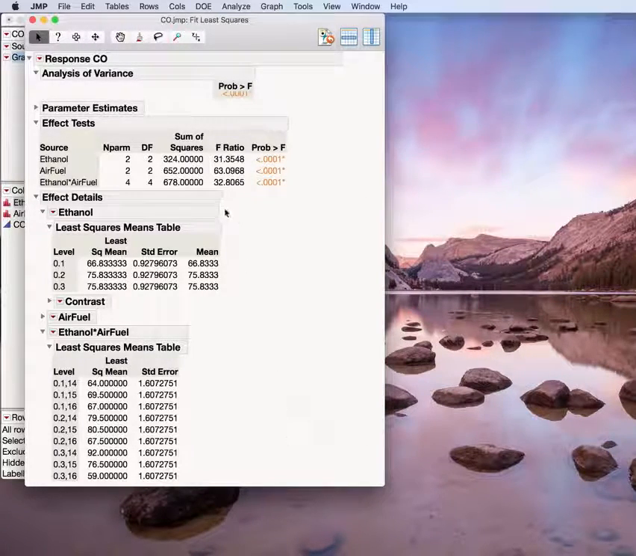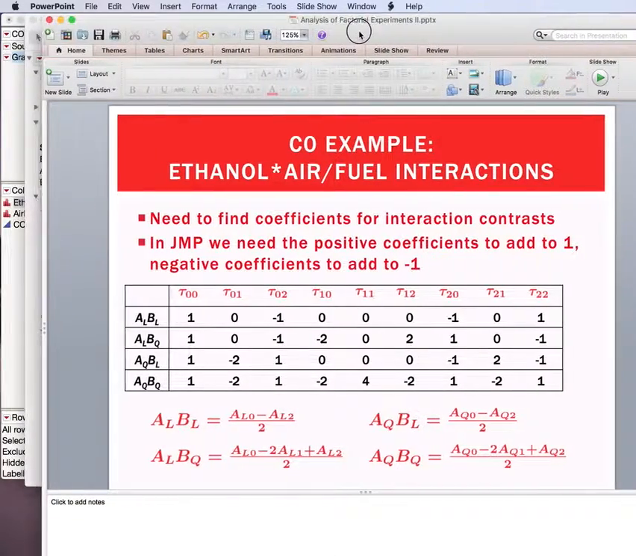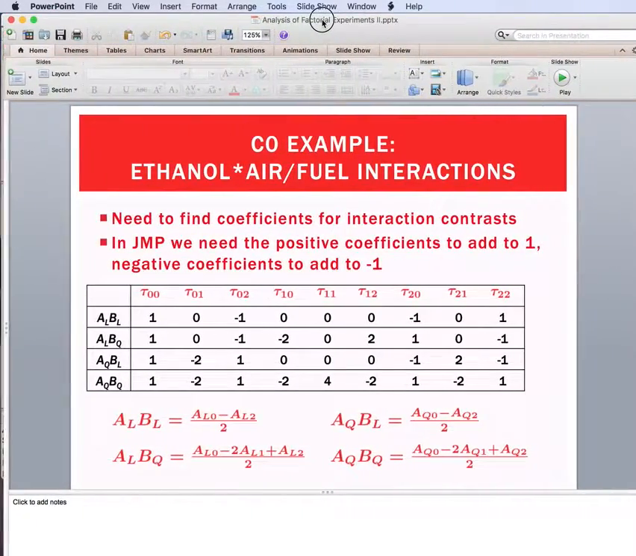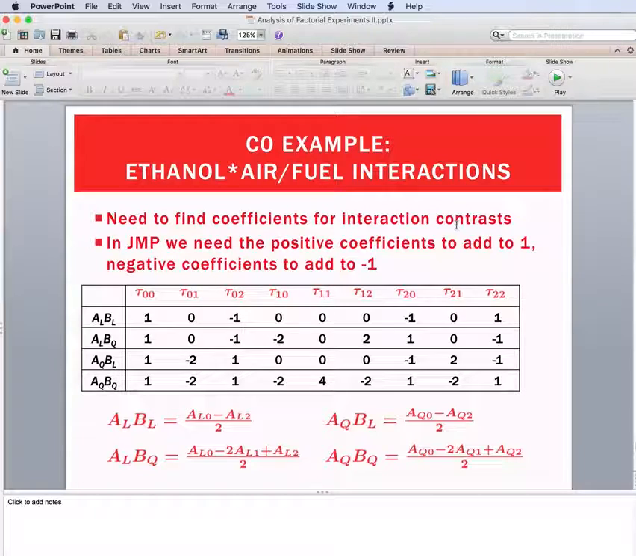So remember, there's 4 of those things because that's how many degrees of freedom I have right here. There's 4 of those things, so I need to construct 4 orthogonal contrasts. But I have to do this under the requirement that the positive coefficients add up to 1 and the negative coefficients add up to 1. So you have to kind of do some side math if you want to do this in JMP to make sure you're doing this correctly. So the easiest way to do this is to try to create a table like this and to keep track of your coefficients. So technically this is how the interactions are defined in the lecture notes.